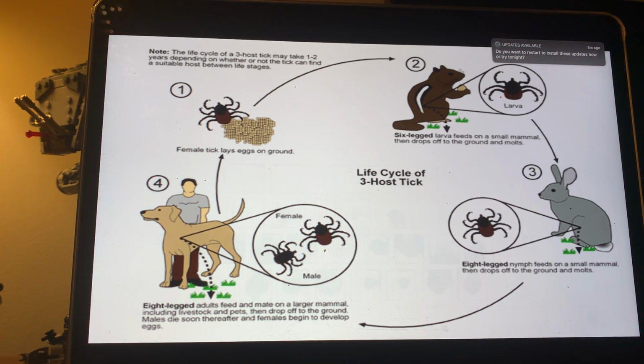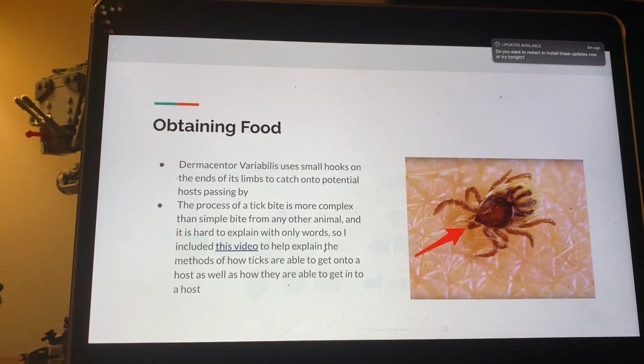They'll eat the squirrel's blood for a little while. And then again, fall off, find a little bit bigger one, get enough there, fall off, then they're ready for the big one. All right.